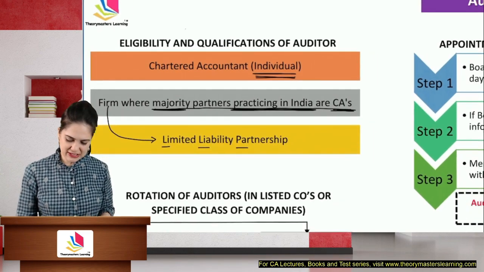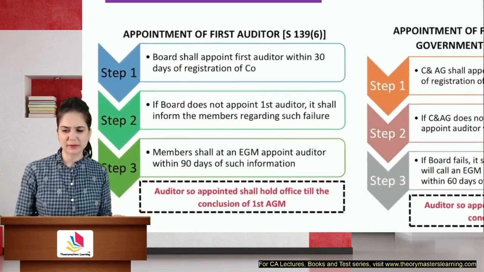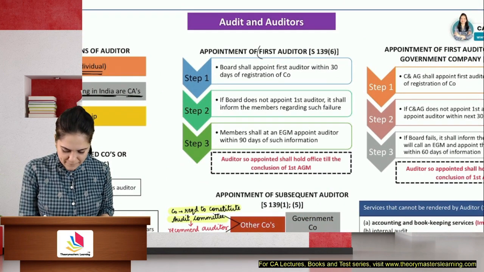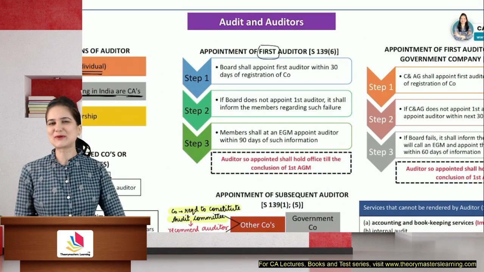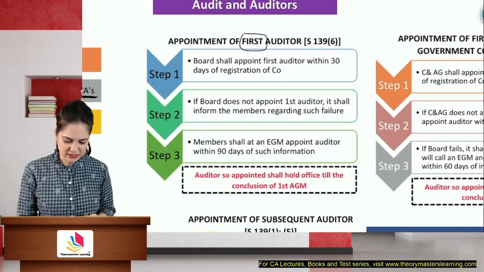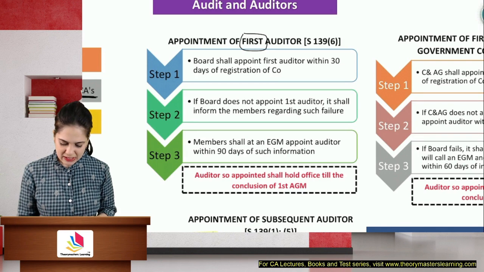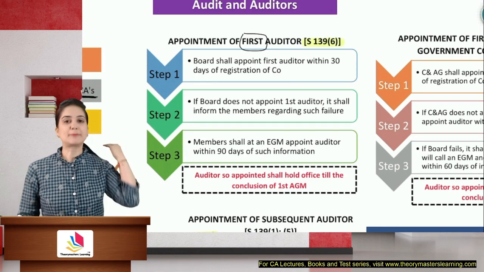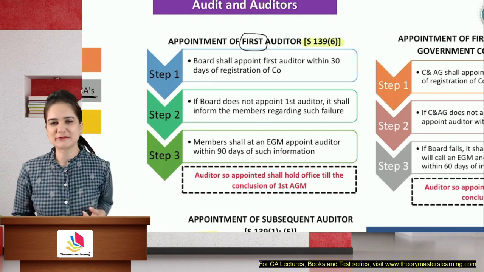It is important for exam. It can be asked as a theory or maybe a case-based question. Now, if I want to appoint an auditor, the company has just been incorporated. What are the provisions for appointing first auditor? Covered under section 139 subsection 6. Yes, you need to remember this section number. Appointment of first auditor of the company.